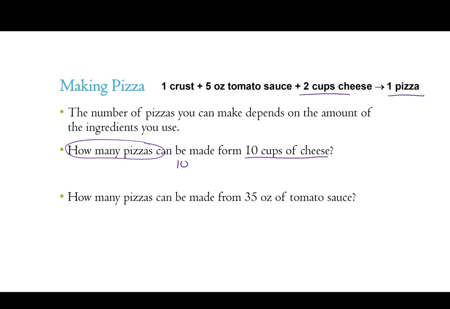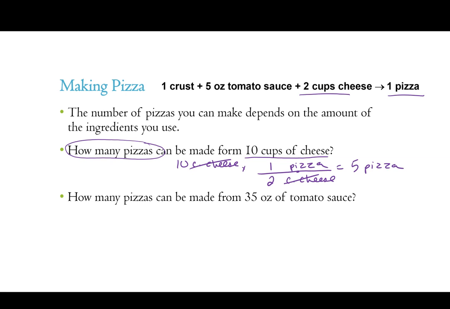But what you just did was stoichiometry. 10 cups of cheese. I need to cancel that unit, so I cancel cups of cheese on the bottom. It's asking for pizza, so I'll put pizza on the top. For every 2 cups of cheese, I make 1 pizza. So I can make 5 pizzas from 10 cups of cheese.